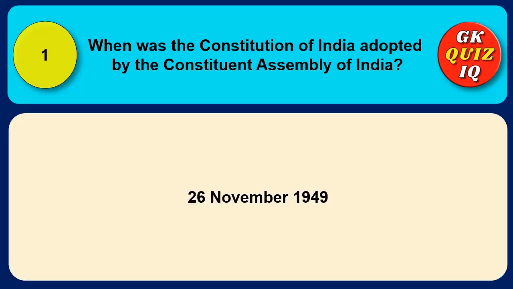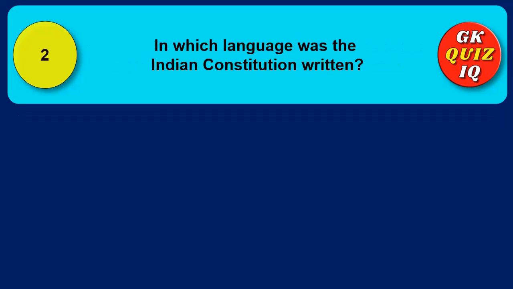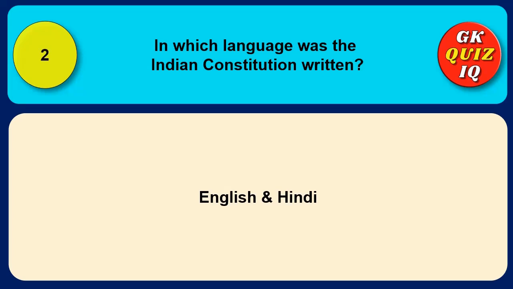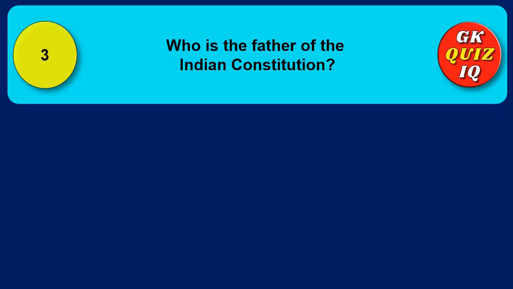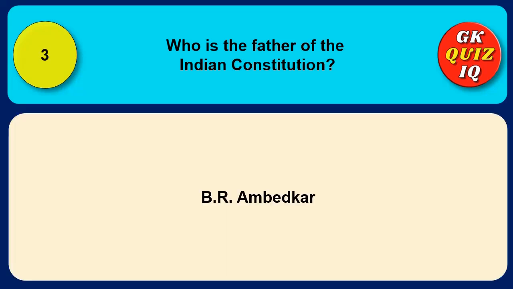When was the Constitution of India adopted by the Constituent Assembly of India? 26th November 1949. In which language was the Indian Constitution written? English and Hindi. Who is the father of the Indian Constitution? B.R. Ambedkar.